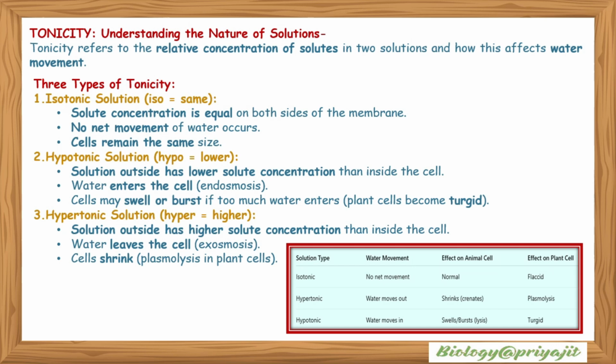What happens in case of a hypotonic solution? The solution outside has lower solute concentration than inside the cell, so water enters the cell. It is endosmosis and cells may swell or burst. If too much water enters, plant cells become turgid. Hypertonic solution: the solution outside has higher solute concentration than inside the cell. Water leaves the cell by exosmosis and cells shrink. Plasmolysis in plant cells.